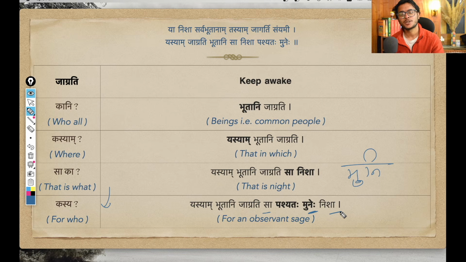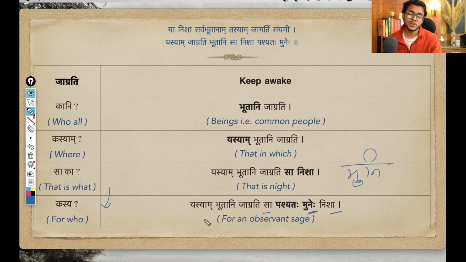Muni. Okay, so again he is establishing that contrast, because earlier Krishna said that which is night for all the beings, in that a sanyami person, a Muni, he keeps awake. And now he is saying yasyam bhutani jagrati, that in which the beings keep awake, that is night. That is considered night for a Muni. Okay, so there's a complete contrast between a common average person like us and a yogi and a Muni.